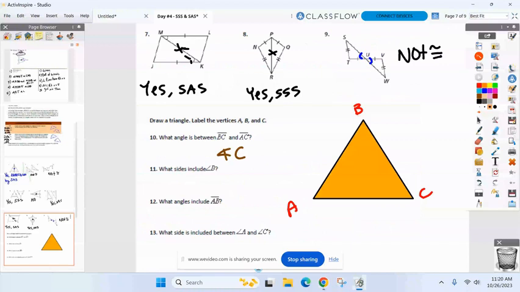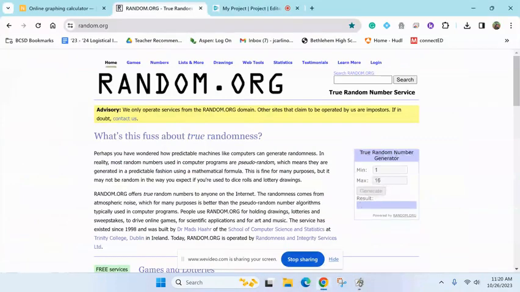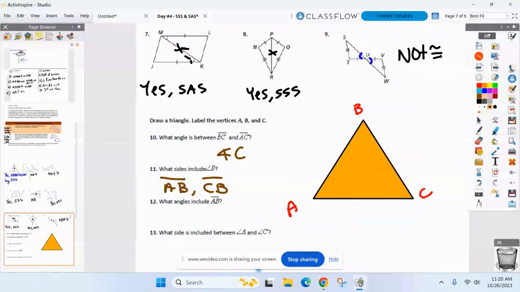Angle B is in between what two sides? Line segment AB and line segment CB. You got it. AB and CB look good to me. What angles include AB? So again, rephrasing it, AB is in between what two angles? 1, 3. Ksenia, what do you have? Angle A and B. Good work.